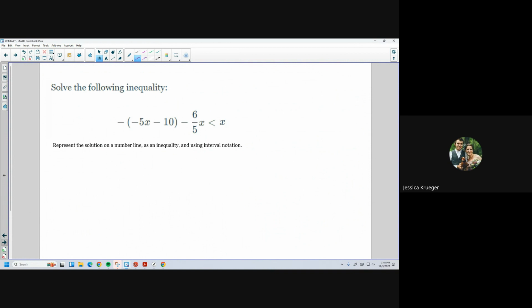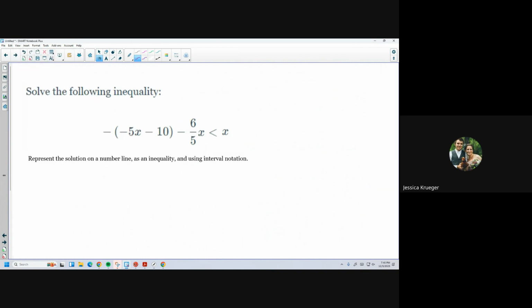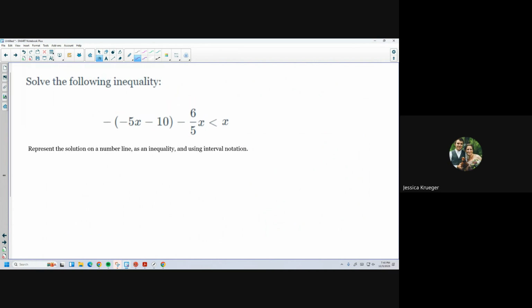Okay, here's the next example we're going to do together. This one is a little bit tricky because I've got a fraction here. I also have a negative out in front of my parentheses. So I'm solving an inequality. My first step is to find the boundary. Remember, I find the boundary by solving the equation. So it's negative, and I'm going to go ahead and put a 1 there just so I remember.